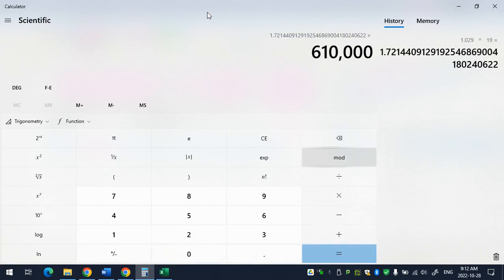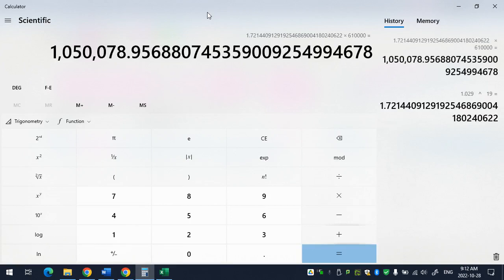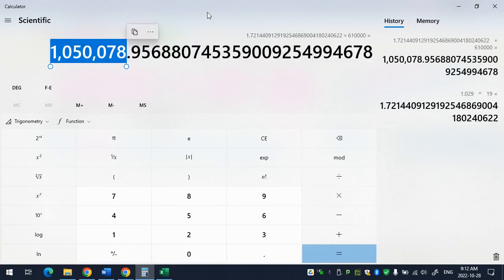Can someone read this number? Forget the decimals. Just read this number. 1,051,000 people. Does that make sense? Much more than billion, million people.